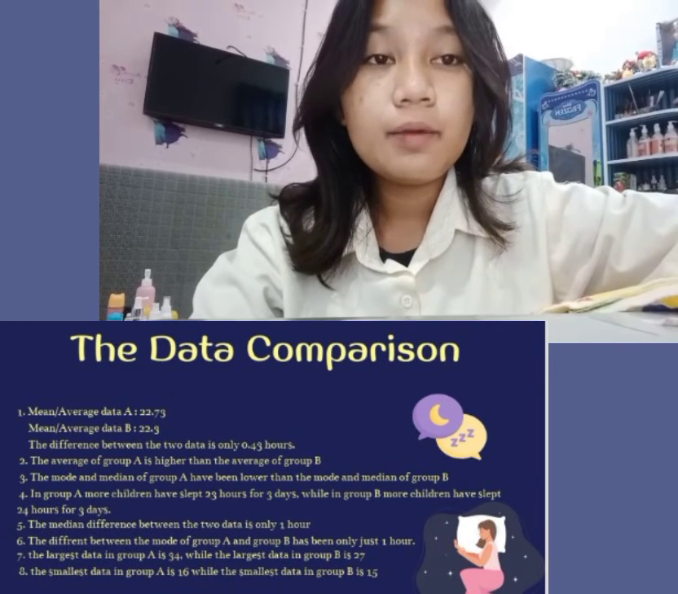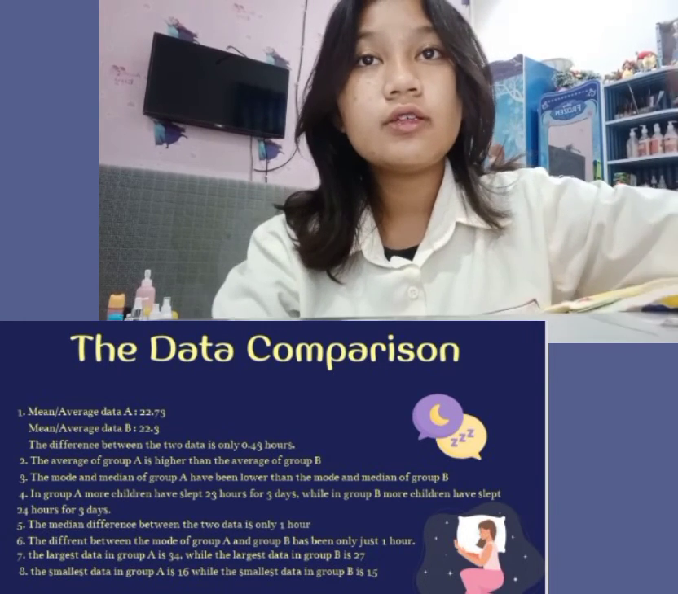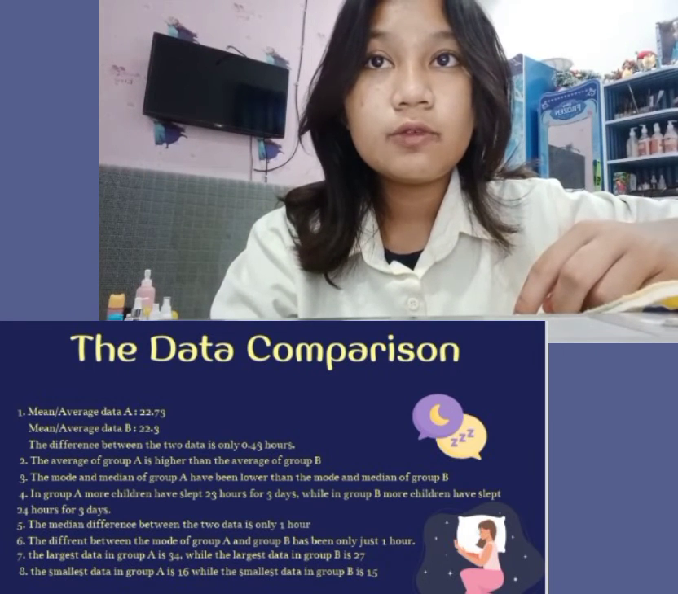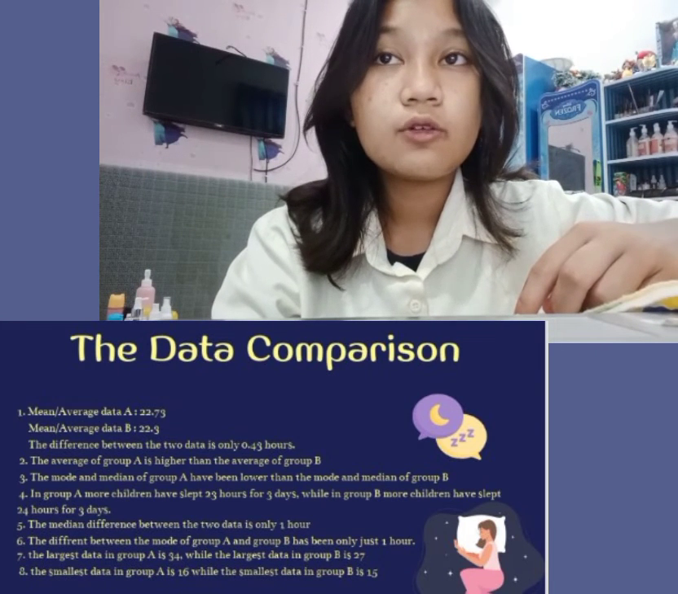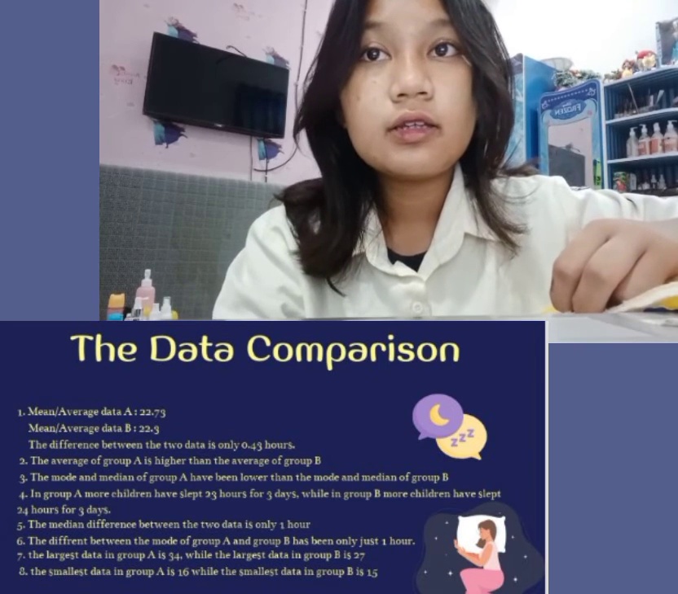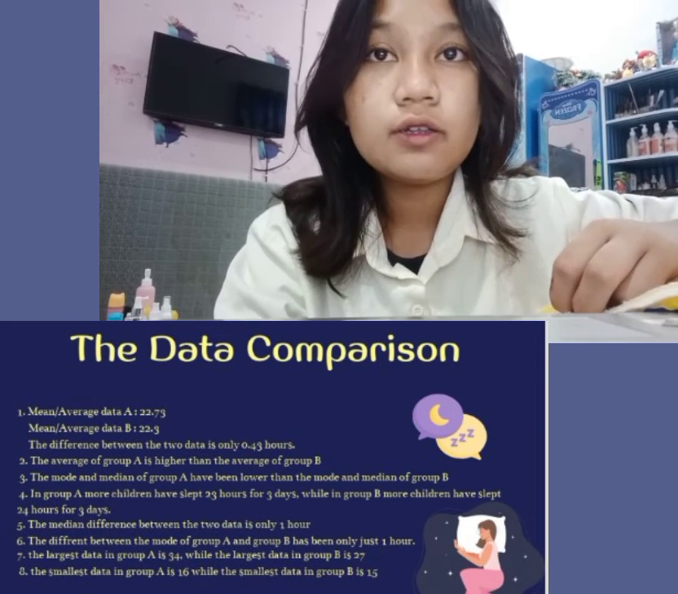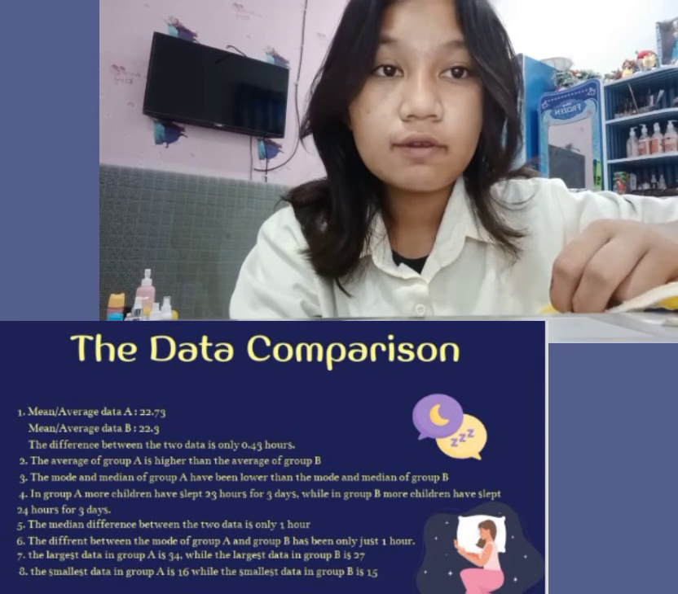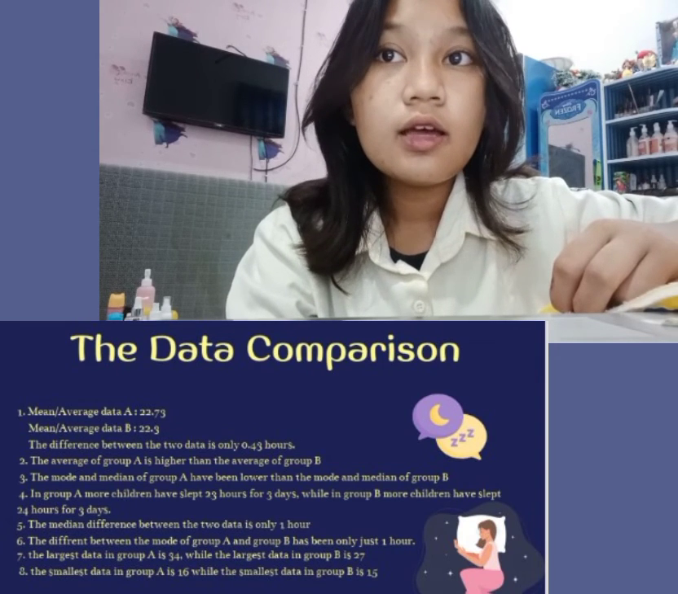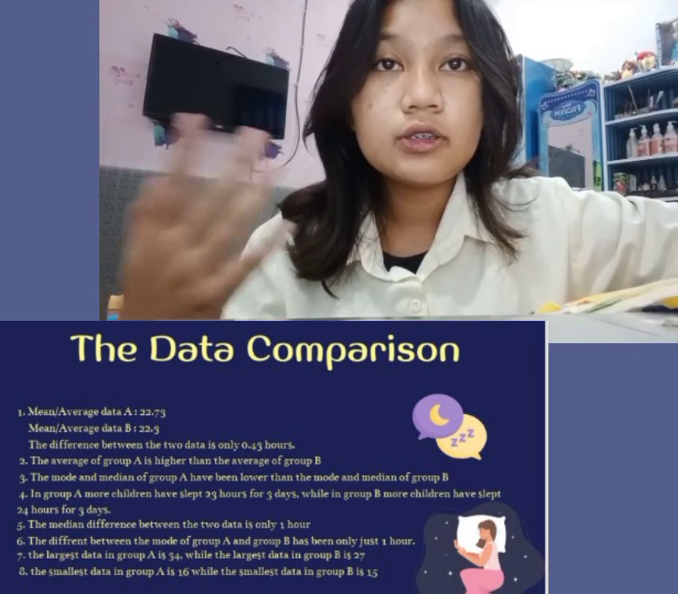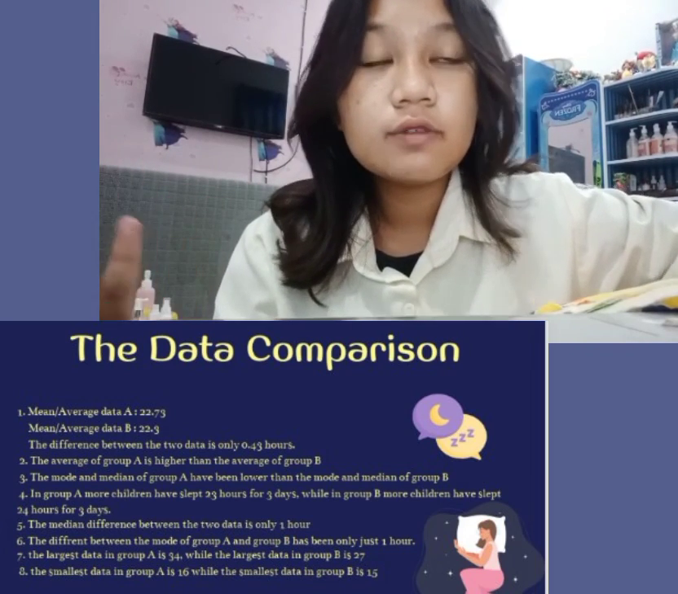5. The median difference between the two data is only 1 hour. 6. The difference between the mode of group A and group B is only 1 hour. 7. The largest data in group A is 34, while the largest data in group B is 27. 8. The smallest data in group A is 60, while the smallest in group B is 50.